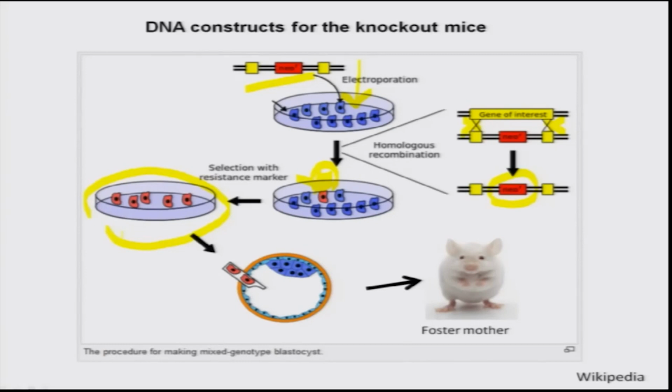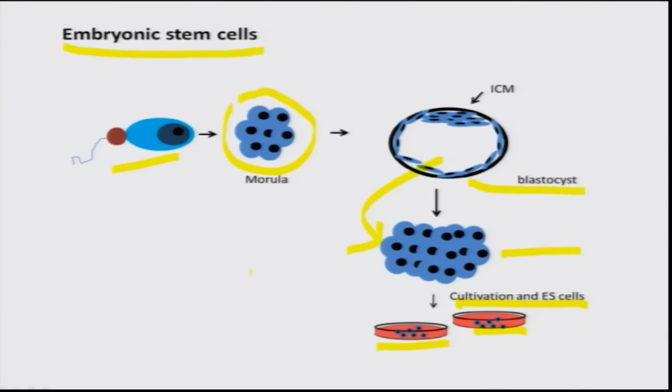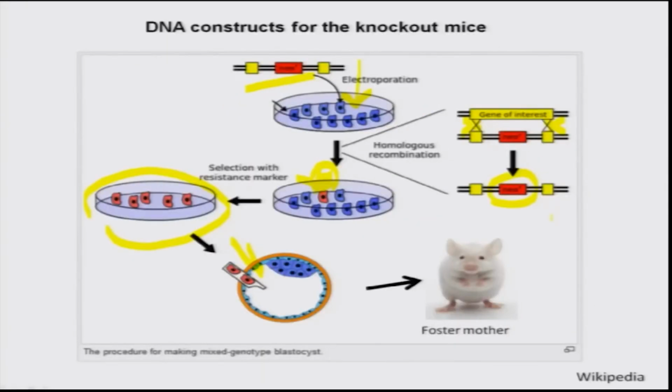Once you have grown enough, then you take a few of these embryonic stem cells, wherein you have confirmed that you have altered the genome, and inject them inside the same embryonic stage. If you remember, we have discussed the blastocyst. This is the stage from which you have taken the embryonic stem cells. Now, you can put the cells back into the same stage of embryo using a fine needle.